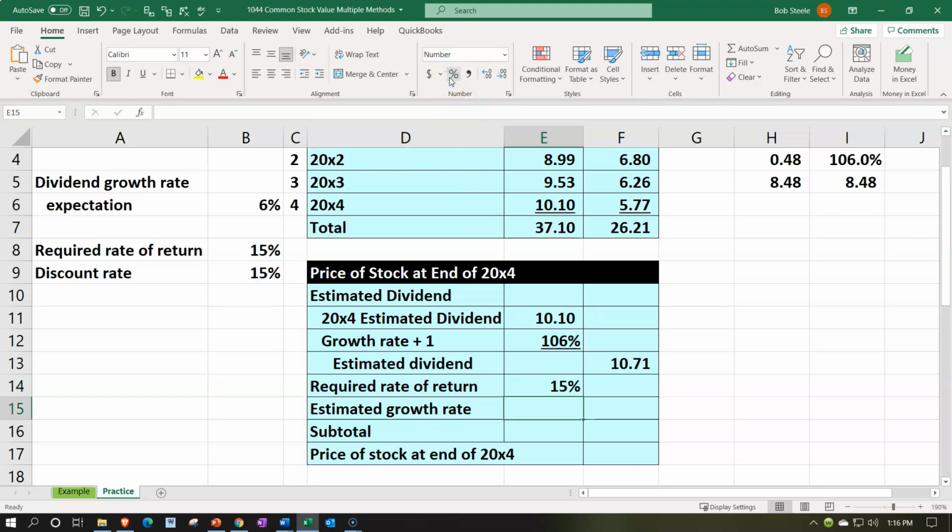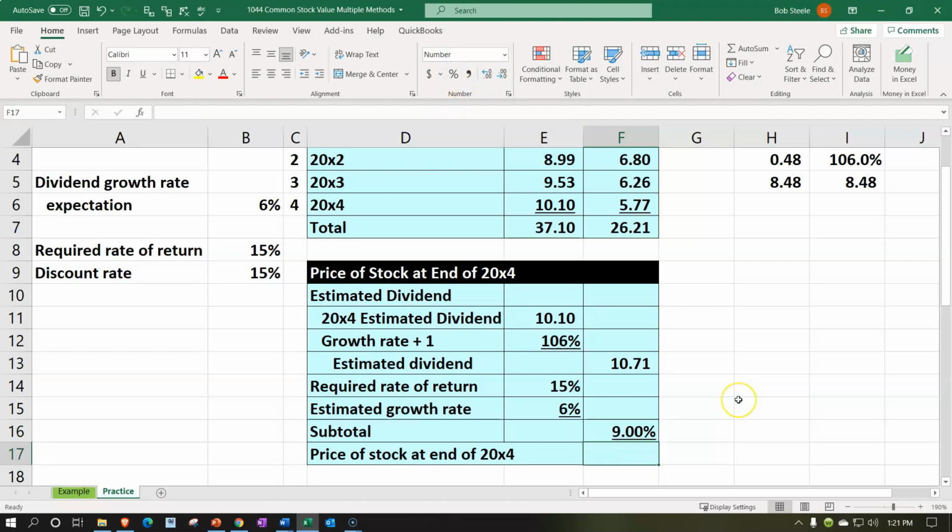We're going to assume the estimated growth rate is the same as the dividends. The dividends going up, the growth rate we're assuming the same here. So we're going to say that's going to be the 6% growth rate. Number group, making it a percent. Going to the font group, underline that. Then we're going to subtract this out. So of the required rate of return, 6% is going to be the estimated growth. So I'm going to go to the font group and underline, and we'll go to the numbers, make that a percent, add a couple decimals on it.